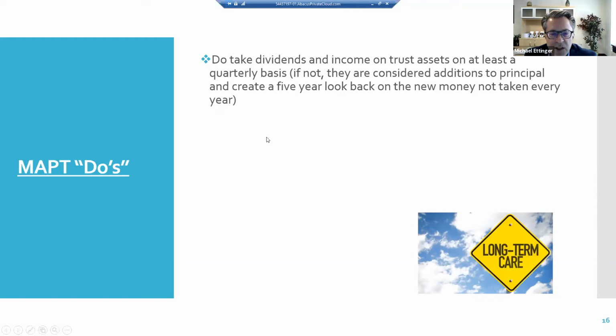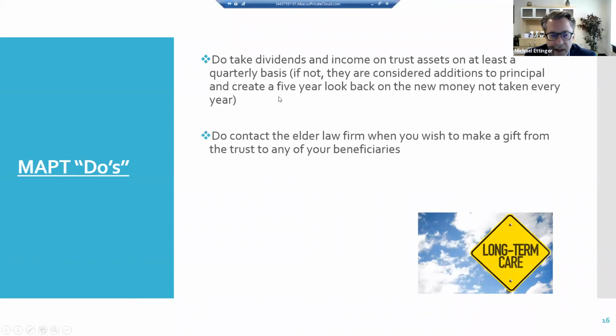Do take dividends and income on trust assets on at least a quarterly basis. If at the end of the year you didn't take the income, Medicaid says that's the same as if you put the money in. So it's considered an addition to principal and creates a 5-year look back on the new money that you didn't take. It's considered new money because you should have taken it, so it's the same as adding it.